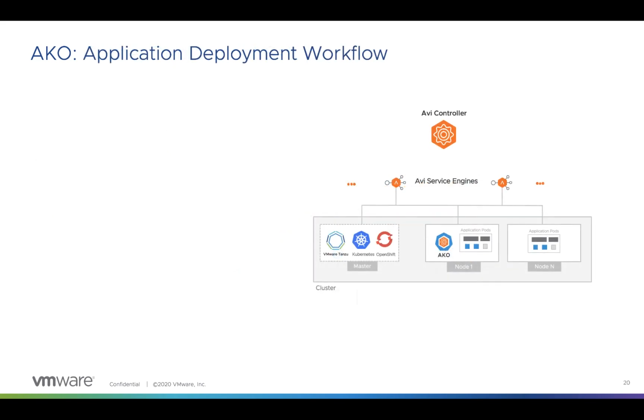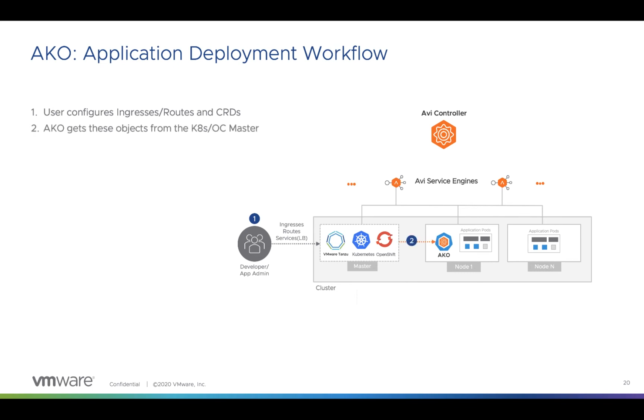Let's take a look at the application deployment workflow now. Once this cluster is ready, whenever an application developer creates an application with an ingress or a load balancer type service, the AKO gets notified because it watches the Kubernetes API endpoint. It also polls regularly to do a full sync.